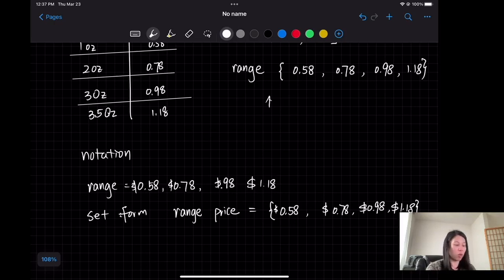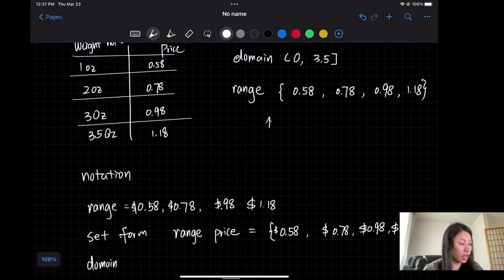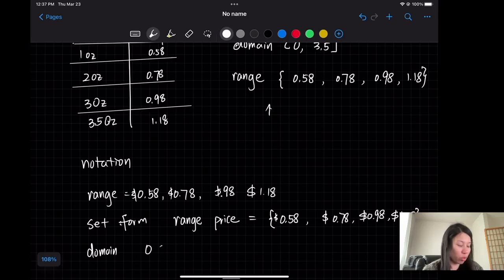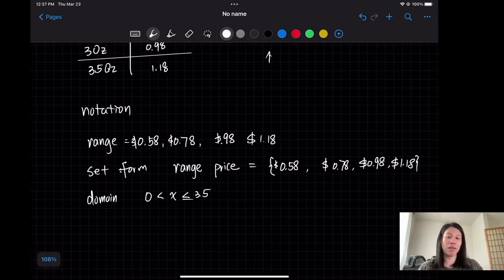Okay, so what about the domain? We know the domain, which is the weight in this case, is from 0 to 3.5. It can equal 3.5. As long as you're not over 3.5, that means it's including 3.5. If you're above 3.5, they will probably not send it out as a letter. It's more like they're going to send it out as a package, so they will have a different price system.